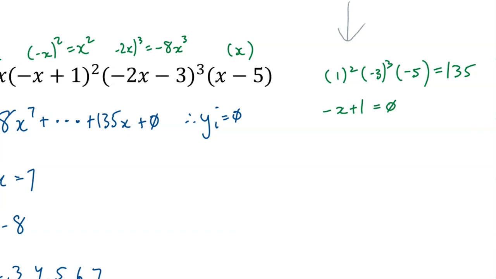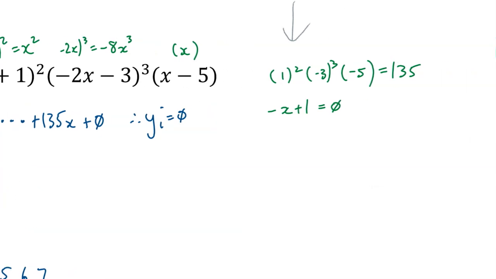So for this one and for the other one in there, -2x minus 3 equals 0. I'm just going to solve those little equations to figure out the x-intercept. So look, my x-intercept is +1. And my other x-intercept is -3/2.